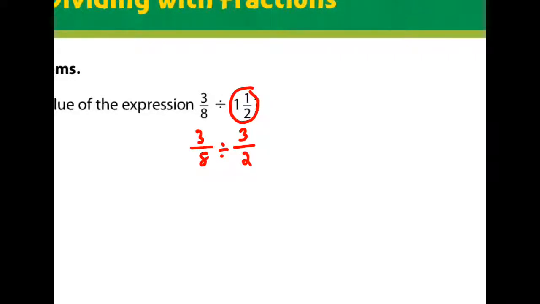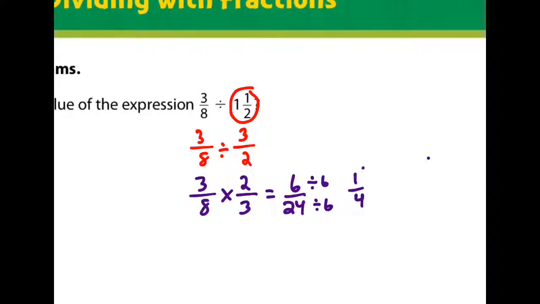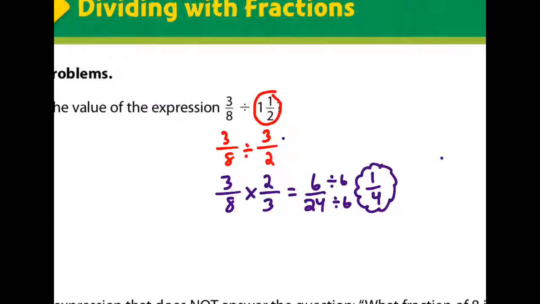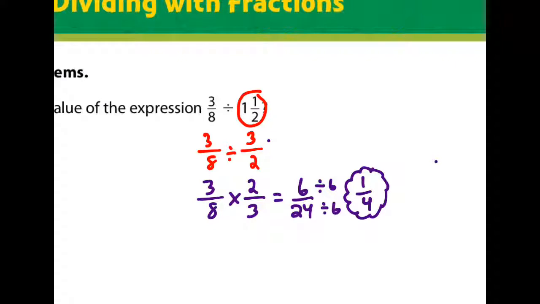Don't forget that. Next, did you multiply 3/8 by the reciprocal? 3/8 times 2/3. Next, did you multiply and get 6/24, and did you reduce that to get 1/4? So 1/4 is the answer, D. If you had it, give yourself a check. If not, what I want you to do is pause this, look at the work I just did, make your correction and learn from it, and then restart the video.